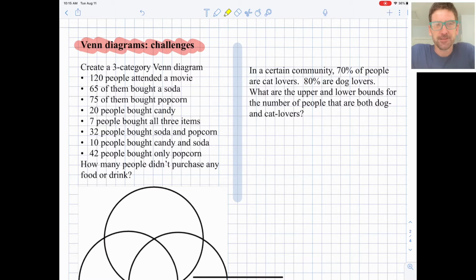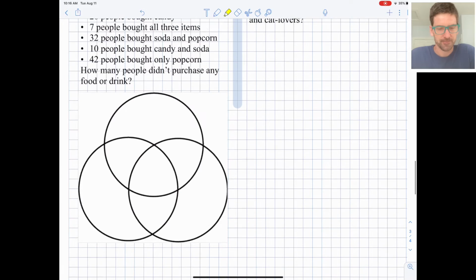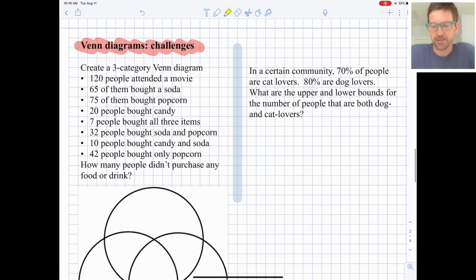All right, this video is going to cover a couple challenges related to Venn diagrams, and I really encourage you to pause this video, try these on your own, and then check back in and see how you did. So the first one on the left is a 3-category Venn diagram. All right, so 3 overlapping circles, and you see I have an image pasted down below that gets that set up for us. And the problem on the right is one we'll do second. So let's do this one on the left first.